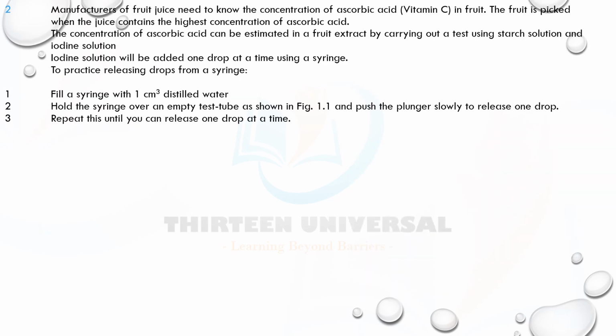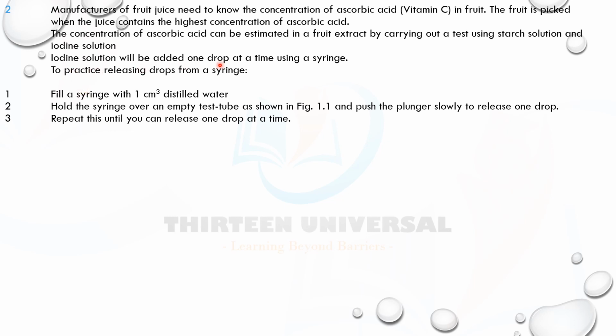All right, quickly let's look at the second question. Time is fast spent, but let's look at it. Manufacturers of fruit juice need to know the concentration of ascorbic acid, vitamin C, in fruit. The fruit is picked when juice contains the highest concentration of ascorbic acid. Concentration of ascorbic acid can be estimated in a fruit juice extract by carrying out a test using starch solution and iodine. So remember, as you are reading this, find out the independent variable. What are we changing? What are we measuring?